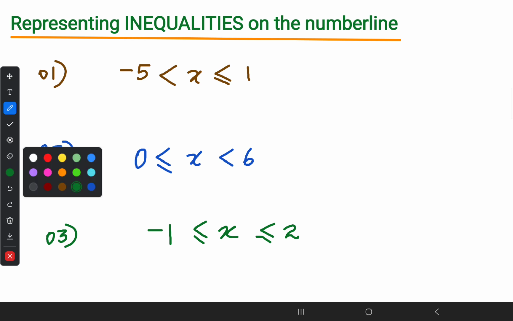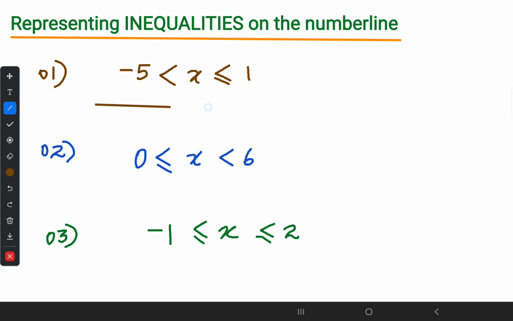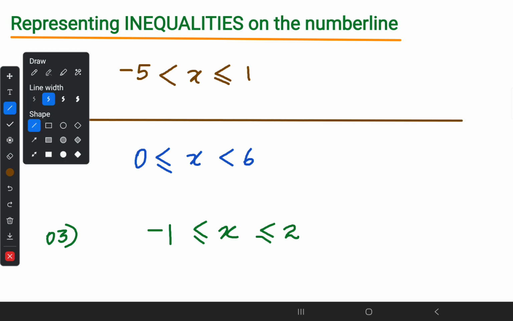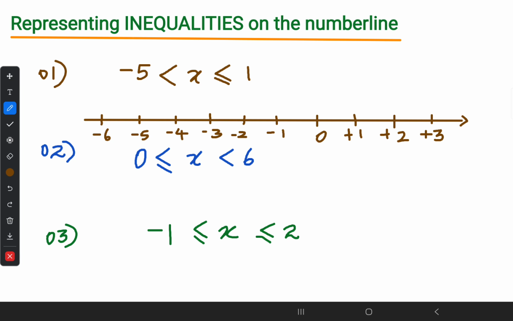Okay, in the first case, how to represent that one on the number line? First, let's draw a number line. In this number line, we are here, -5.